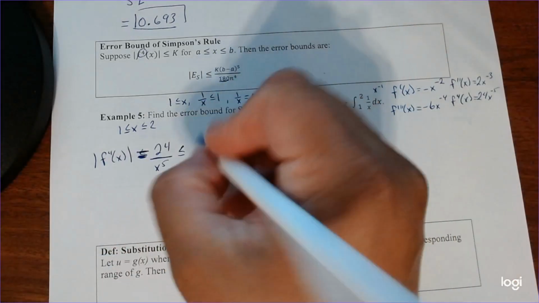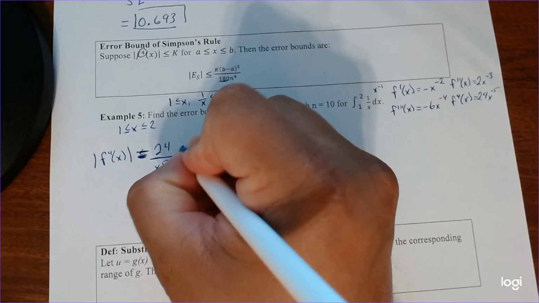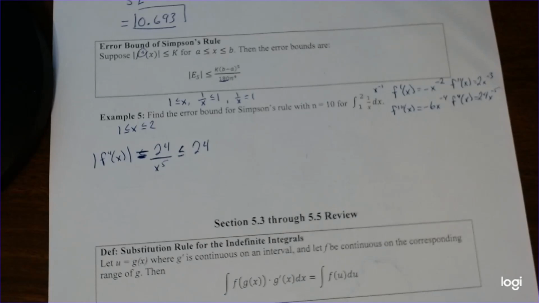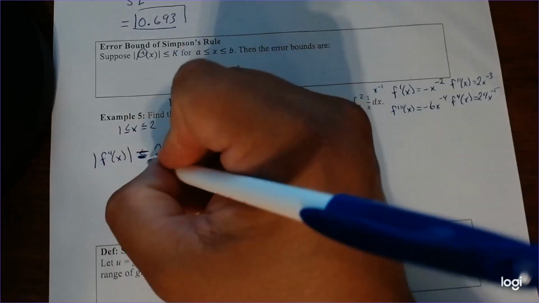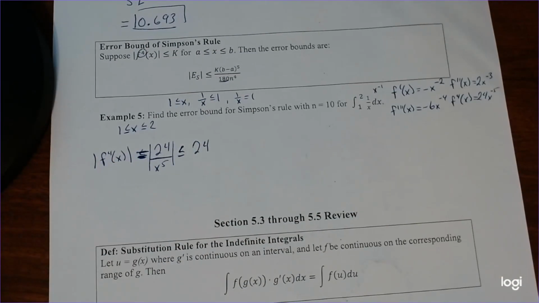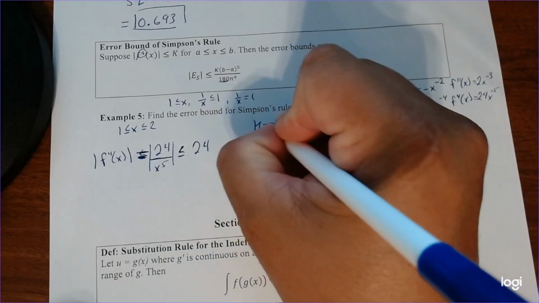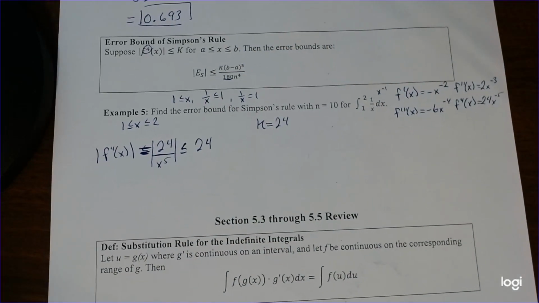Notice we just get 24. So we know for sure that whatever x is, it must be less than 24. Well, the absolute value of it, because we're doing the absolute value. So therefore, we'll just let k equal 24. So a little easier than the last one.